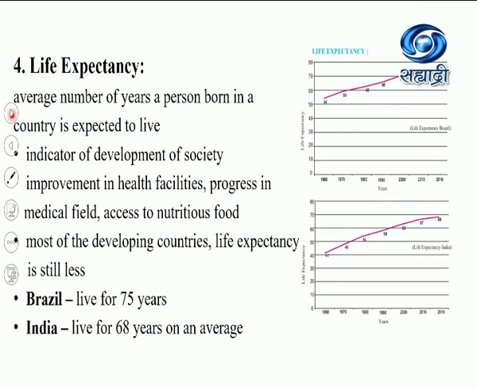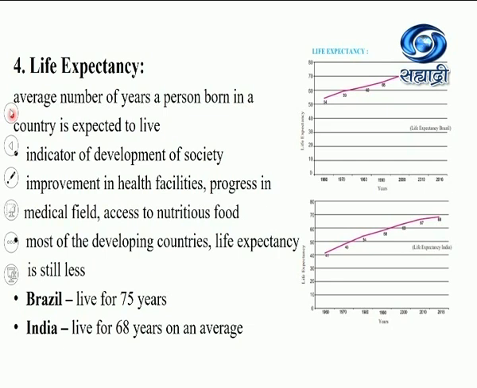Coming to the life expectancy. Life expectancy means on an average how many years a person born in a particular country is expected to live. That is called life expectancy. Now this life expectancy is different according to the developed, developing and underdeveloped regions. The average number of years definitely changes according to the region.